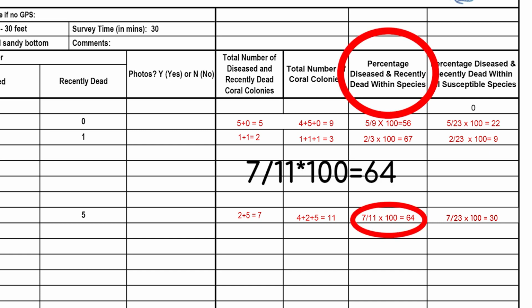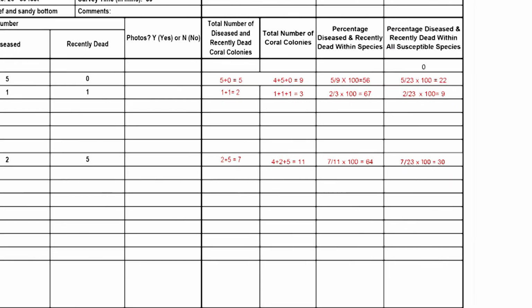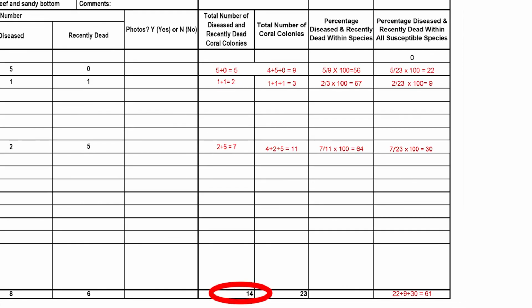It's also important to total the number of diseased and recently dead corals across all species or groups at the site, and the total number of live, diseased, and recently dead corals across all species or groups at the site.